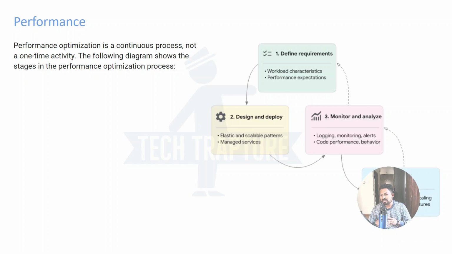So optimization can be on your code, your infrastructure, or your network. You can optimize performance based on your requirements. Performance optimization is a continuous process, it is not one time. Every time you have to keep monitoring. If performance is degrading, you have to take the required action to optimize it.